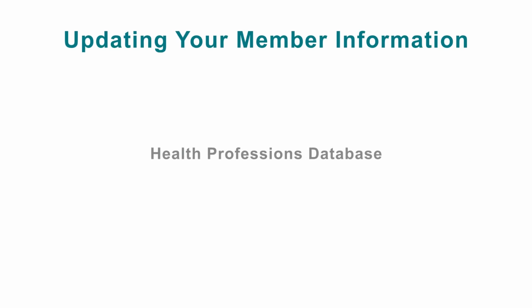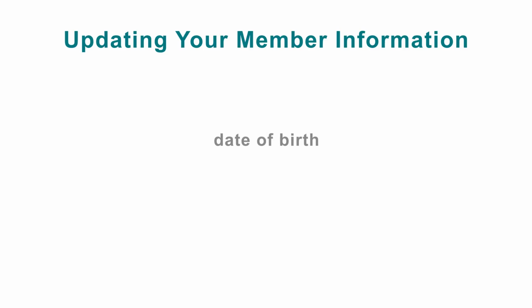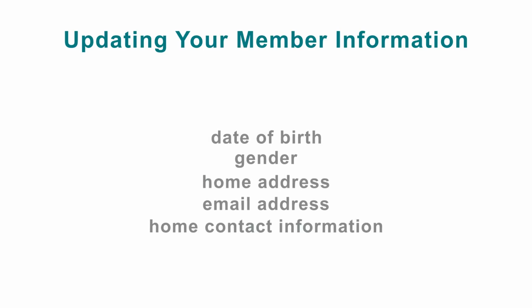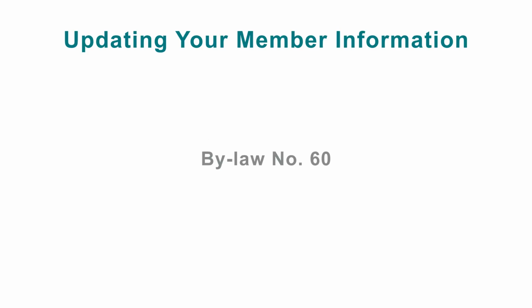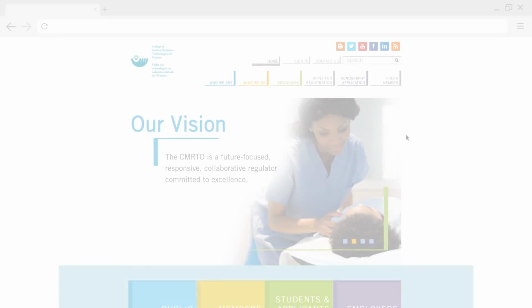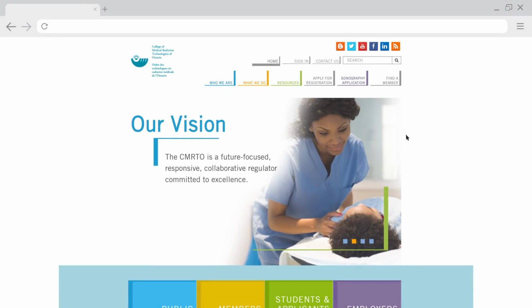As a member of the college, you are required to provide personal and professional information and keep it up to date every year, per the Regulated Health Professions Act. Personal information like your date of birth, gender, home address, email address, and home contact information need to be shared with the college under Bylaw Number 60. However, this information is always kept confidential and is not shared on the public register.